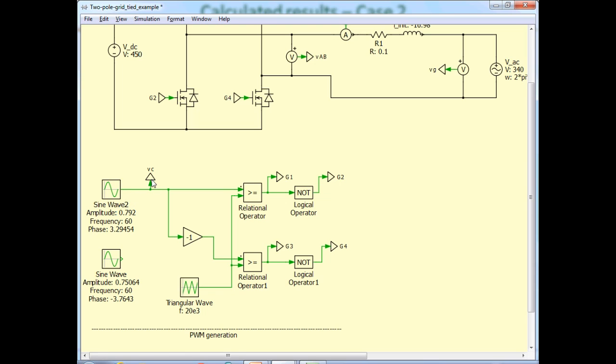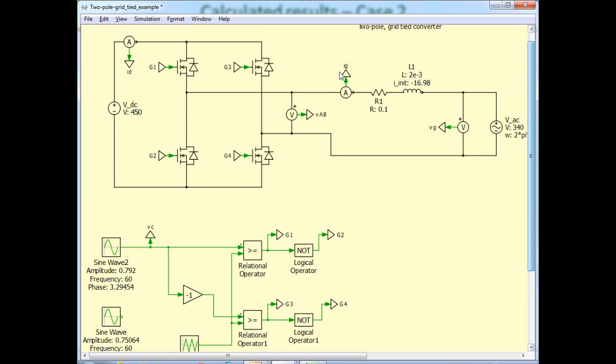For unipolar PWM, VCA is simply this control voltage VC. So that is given directly to this PWM block, which is nothing but a relational operator, meaning if this first signal, the control voltage, is higher than this triangular waveform, the output is 1, and that goes to the top switch as its gate drive, and the inverse of that is through this NOT gate. So G2 is given as the gate drive for the lower switch of pole A.